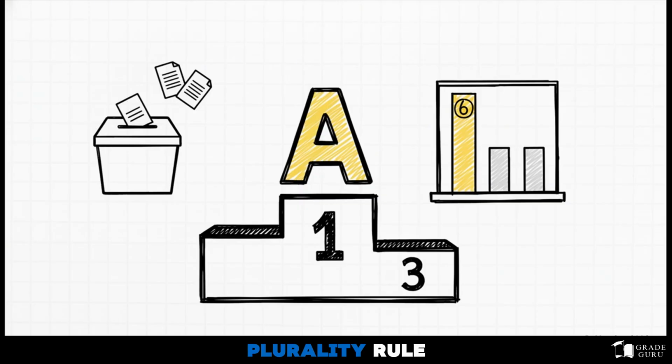Okay, let's run the numbers. First, using the plurality rule. It's easy, right? We just count the top spot. A gets 6 first-place votes. C gets 3. D gets 4. So, with 6 votes, A is the winner.